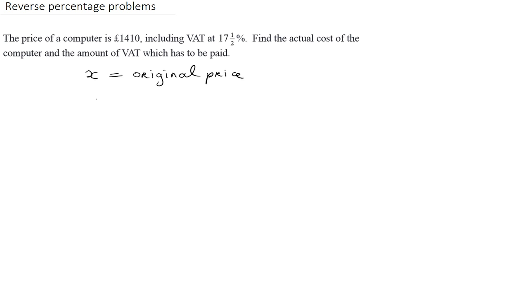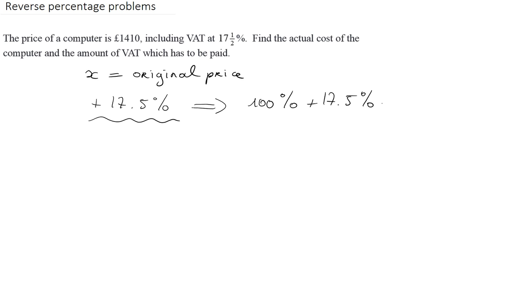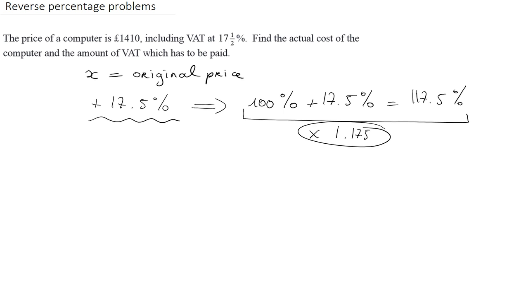So at one point, you added 17.5%. But how do you add 17.5%? I know that when you add a certain percentage, you're going to use the multiplier. So your original 100% was increased by 17.5%. So that gives you 117.5%. You guys still remember, when we increase a number, we just multiply by the multiplier, which is 1.175 in this case. So at one point in the past, your original price, X, of your computer was multiplied by 1.175, and you got the new price, which is £1,410.